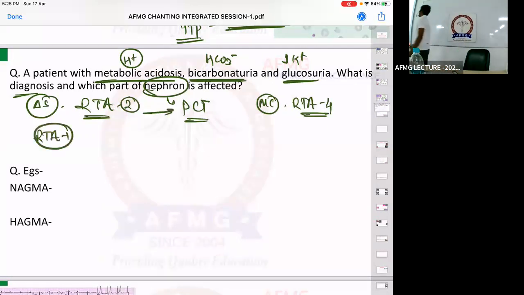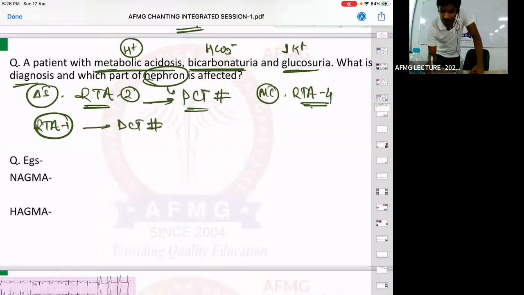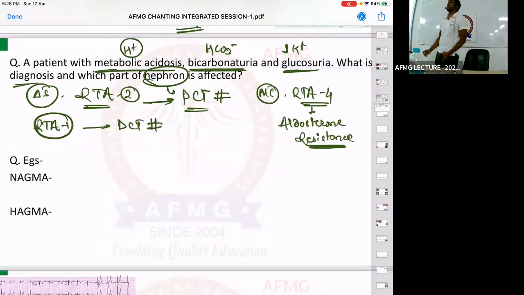RTA type 2 में which part of the nephron is damaged? The PCT. RTA type 1 में DCT is damaged, right? And RTA type 4 में usually there is aldosterone resistance in the patient, so that will cause salt wasting usually. Okay, so this is important, right?